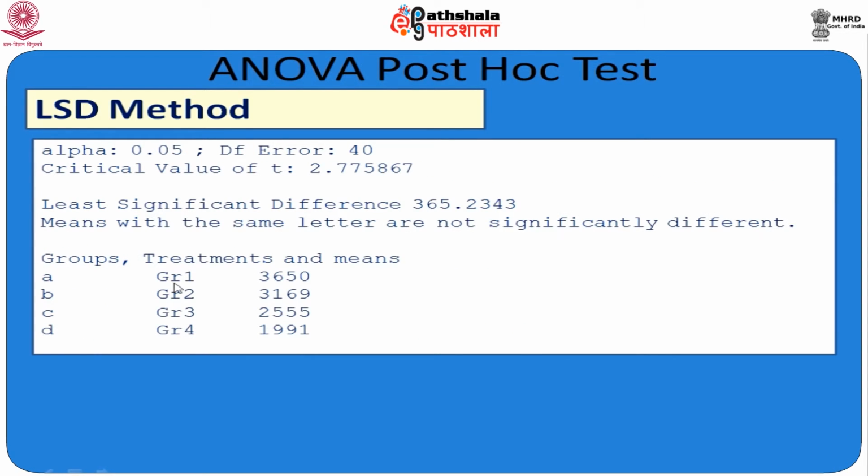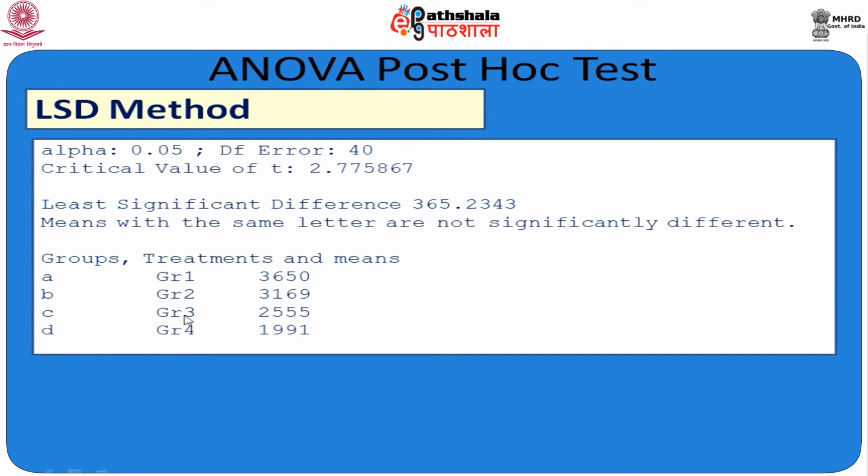Just have a look. Means with same letter are not significantly different. That means when you are comparing the mean between group 1 and group 2, you carefully compare the letters mentioned, A and B. If any letter is common between these two, they are not significant. There are only 2 letters, so there is no common letter, that means they are significant. For group 1 and group 3, A and C, there is no letter common, that means they are significant.